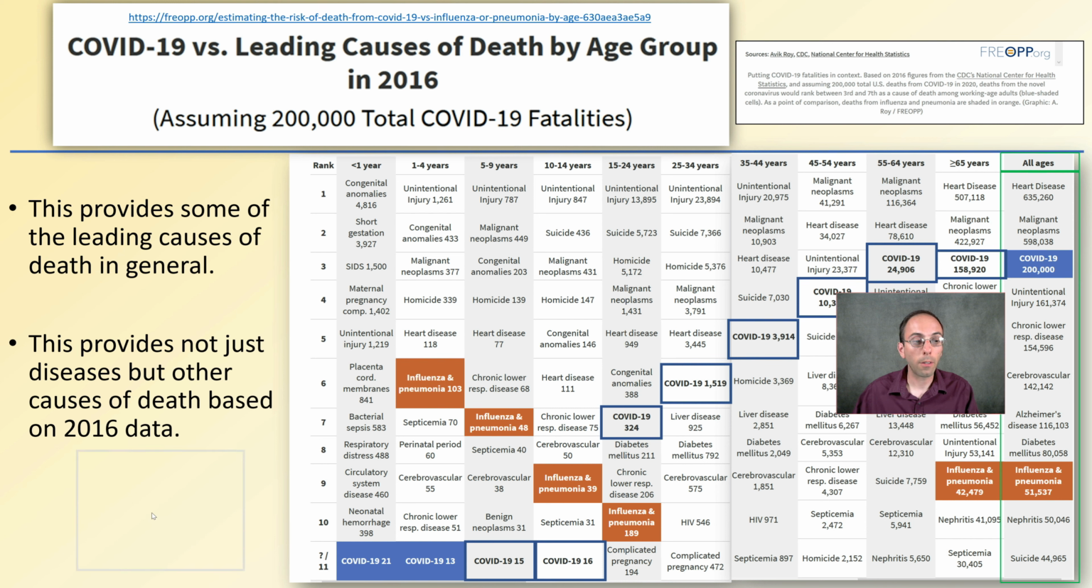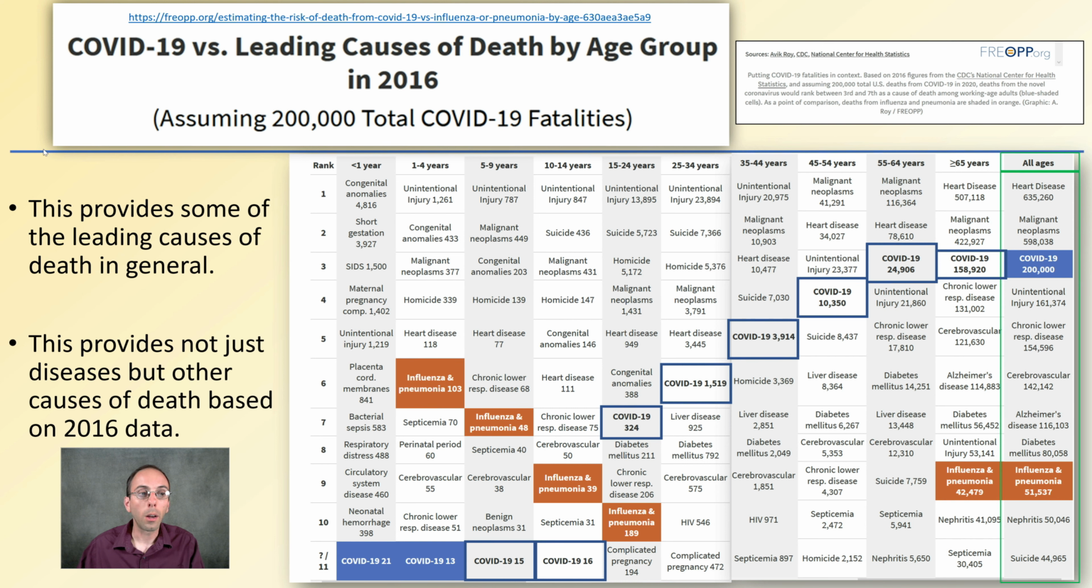Here's a combination of leading causes of death in general, broken apart by different age groups. This provides not just diseases, but other causes of death based on 2016 data, with the higher causes of death located at the top, lower ones at the bottom, influenza and pneumonia in the orange boxes, and COVID-19 in the blue boxes.